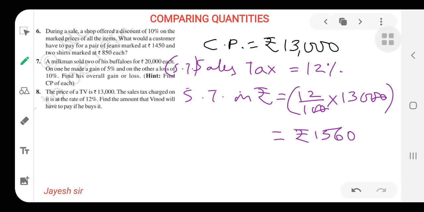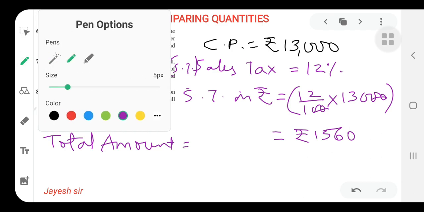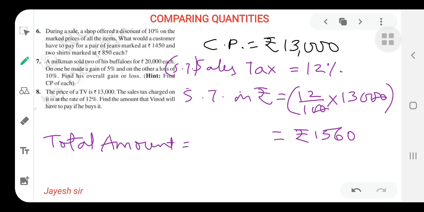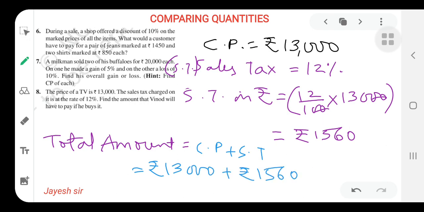Now the sales tax is this. Now what is the total amount I have paid? The cost of the TV and the sales tax both. So the total amount is CP plus ST. CP is rupees 13,000 plus sales tax is rupees 1560. So the total amount that I am paying is rupees 14,560. That is the total amount I am paying for the TV.